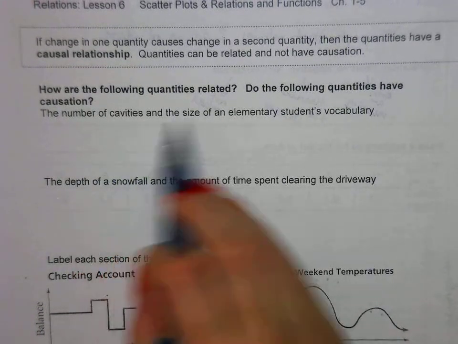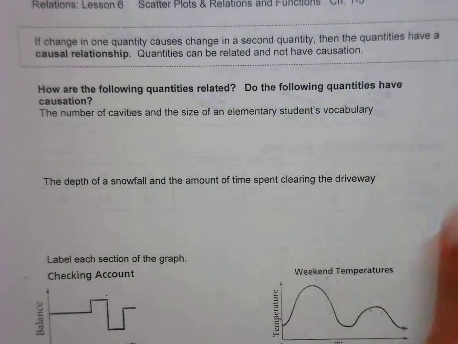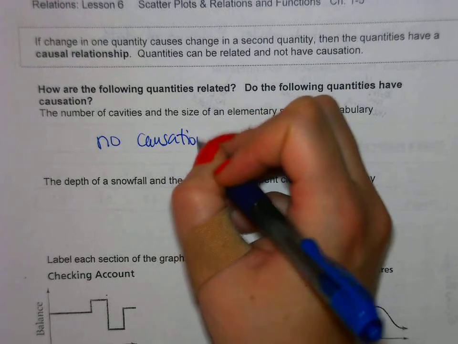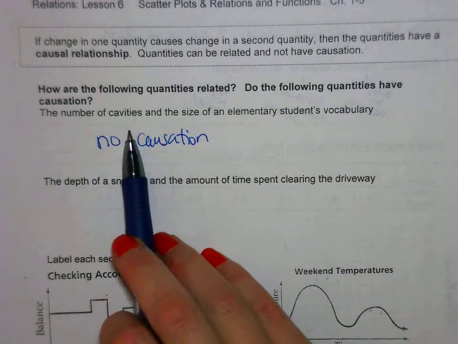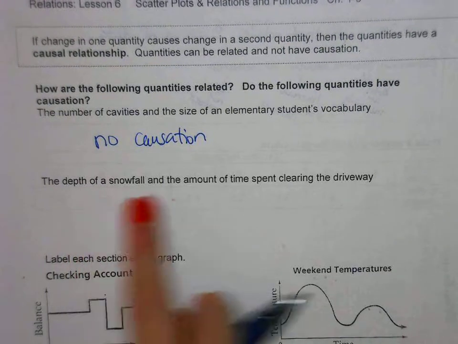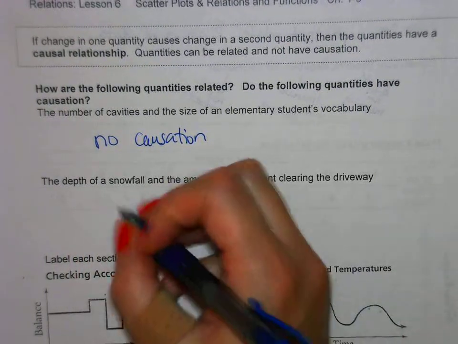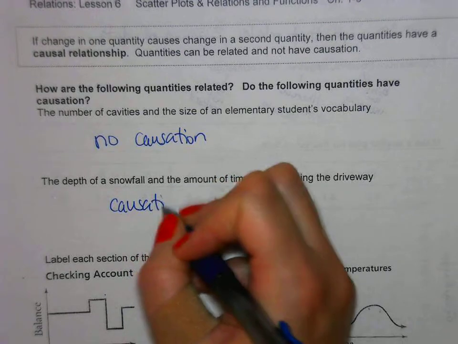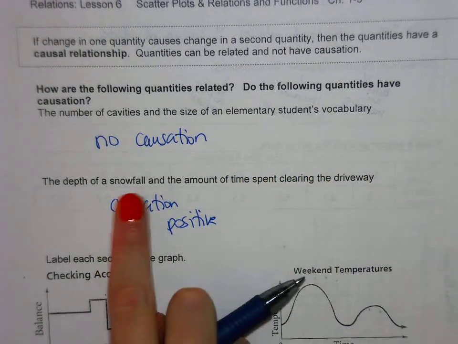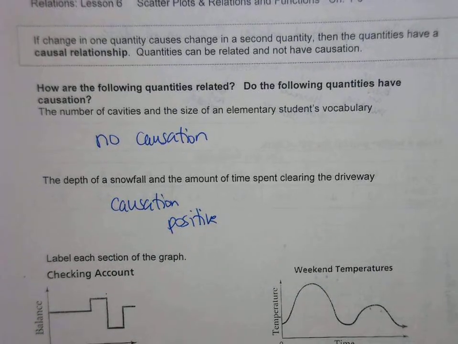So the number of cavities and the size of an elementary student's vocabulary. There is no causation because the number of cavities a student has nothing to do with their vocabulary. The depth of a snowfall in the mountain, time spent clearing the driveway. This has causation, and it's a positive correlation because the more snow, the longer you have to clean your driveway.